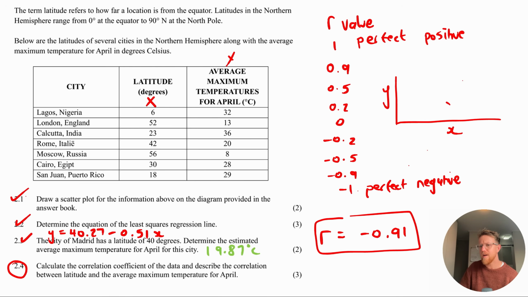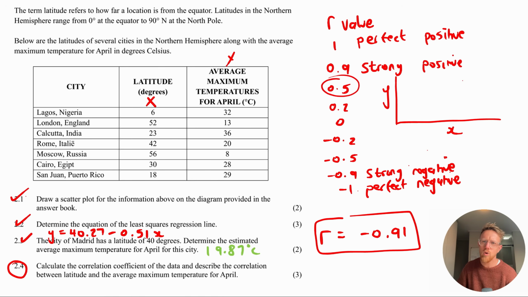Okay, now if you get 0.9, or somewhere around there, like 0.8, 0.85, 0.93, that is still very good. So we call that a strong. And because this one's positive, I'll just say strong positive. And then if it's negative, it's still very good. It's just got a negative gradient. So we'll just say strong negative correlation. Okay. If it's 0.5, we call that average or moderate. Okay, so I'm just going to use the word moderate.